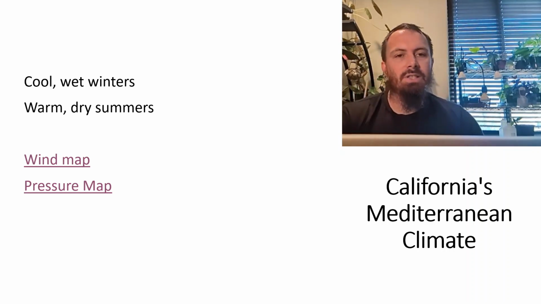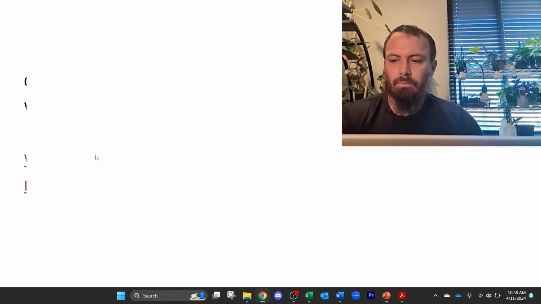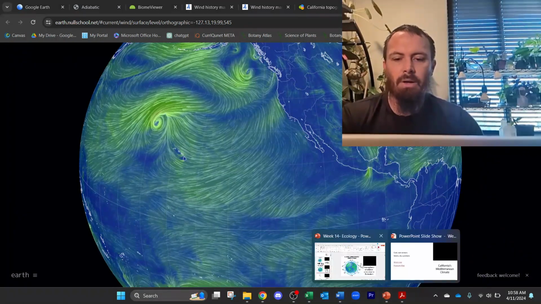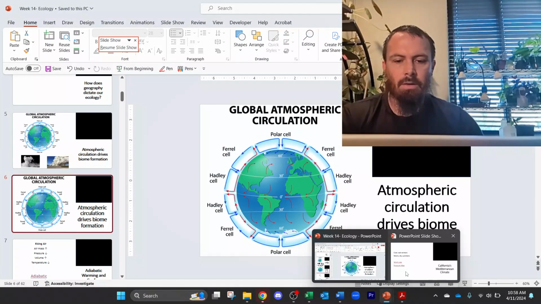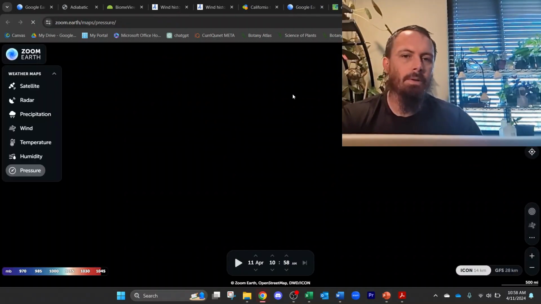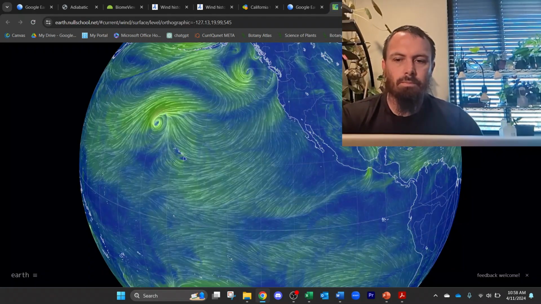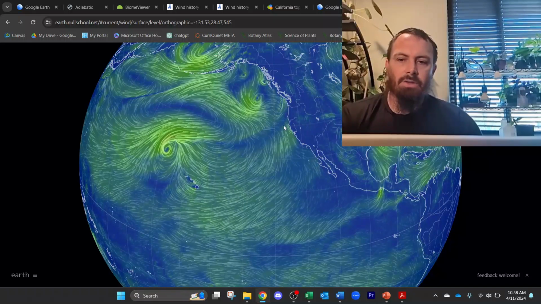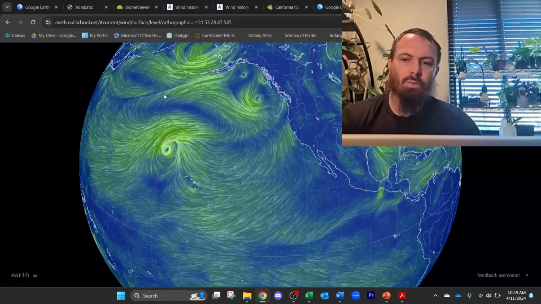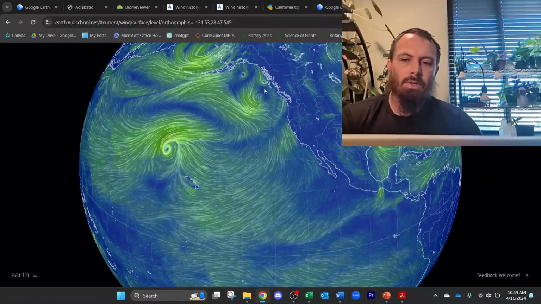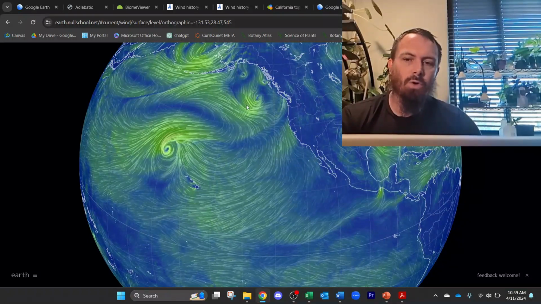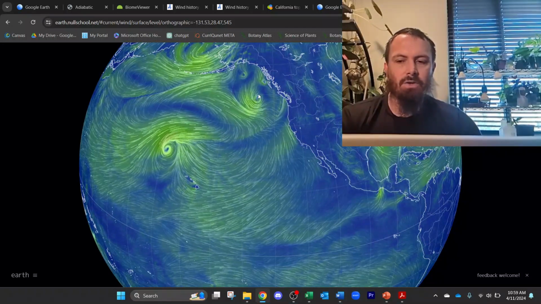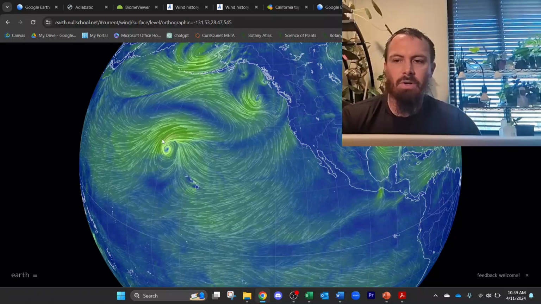And so there's several reasons why California is like that. So we're going to look at several maps here, a wind map and a pressure map. So here's a wind map. And if you notice the wind patterns, notice this wind's coming in and it's starting to circle here. And as you watch one little arrow, it moves from the outside towards the center. And the same thing is kind of happening over here.